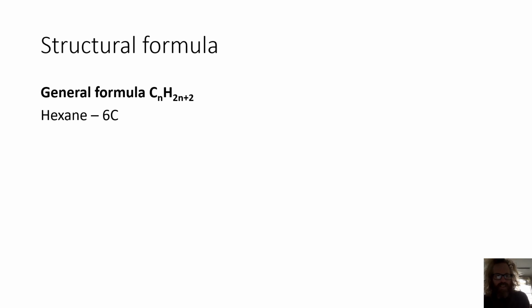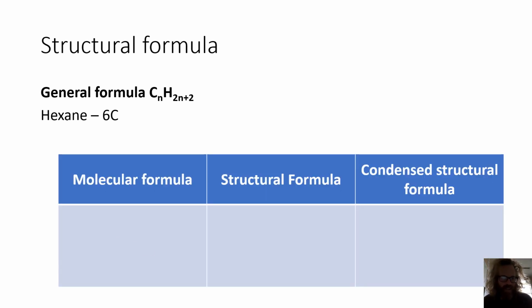Now we can get to the formulas of the different alkanes through this general formula, CnH2n+2. That will give us the molecular formula. So if we've got hexane, hex is 6, so it's going to be 6 carbons. If we plug that into that formula, we are going to get its molecular formula, C6H14. But that doesn't communicate enough about the structure.